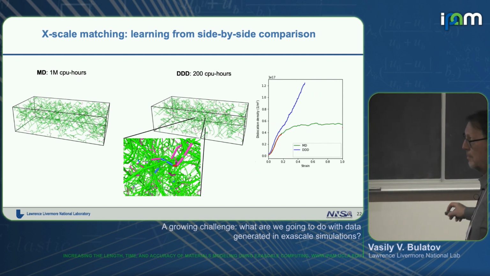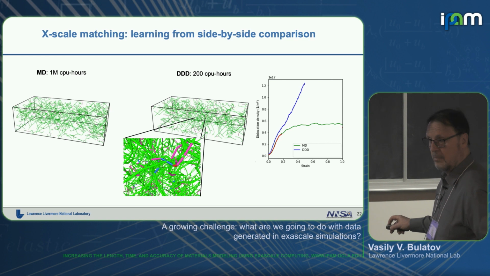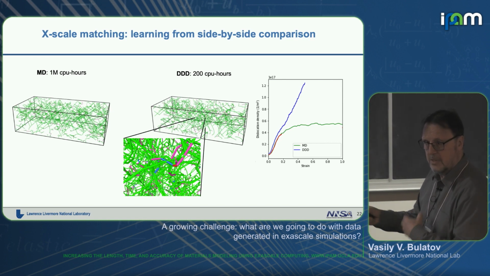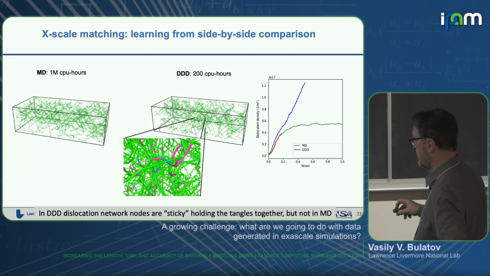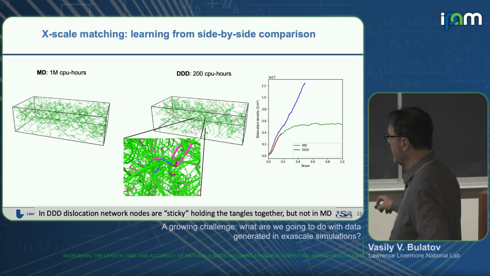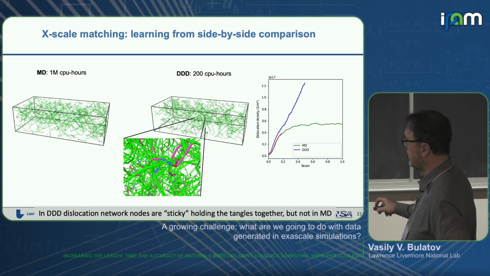Whereas in MD, piles form bundles, but they dissolve. They just somehow find ways to resolve themselves, okay? And when we looked still further into what was going on, the difference between these simulations in MD and DD, it turned out that the dislocation nodes are the culprits here.